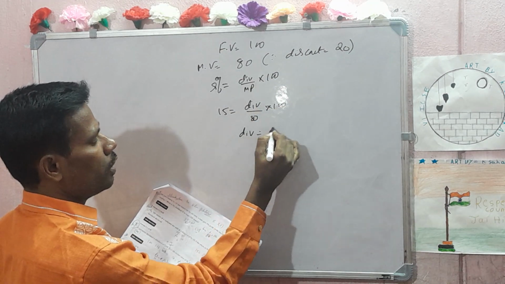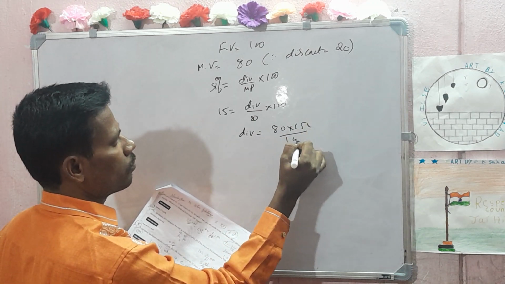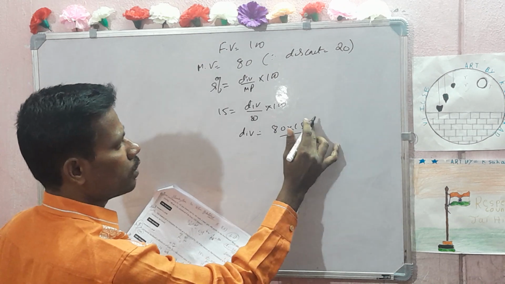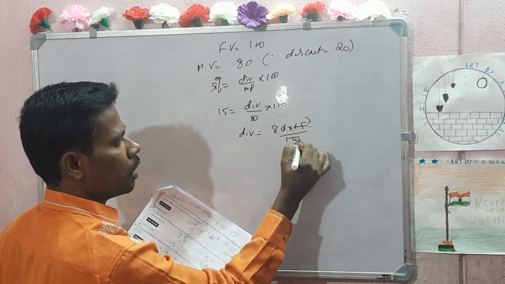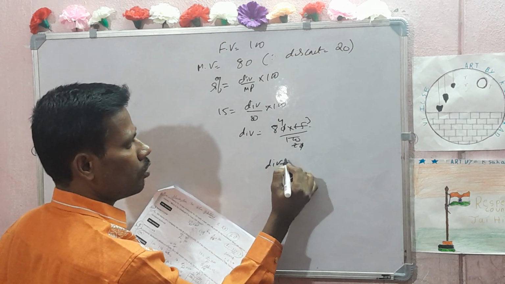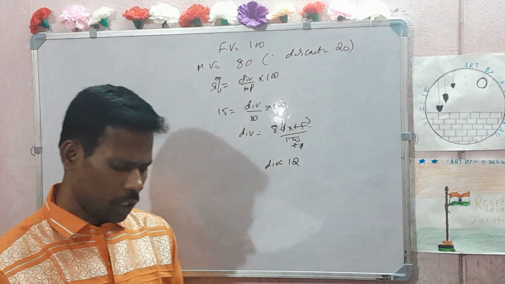So dividend is equal to 80 into 15 by 100. So 5 3s are 15, 5 2s are 10, 0, 0, answer is 12. Dividend is equal to 12. So dividend is 12. Now what is being asked?